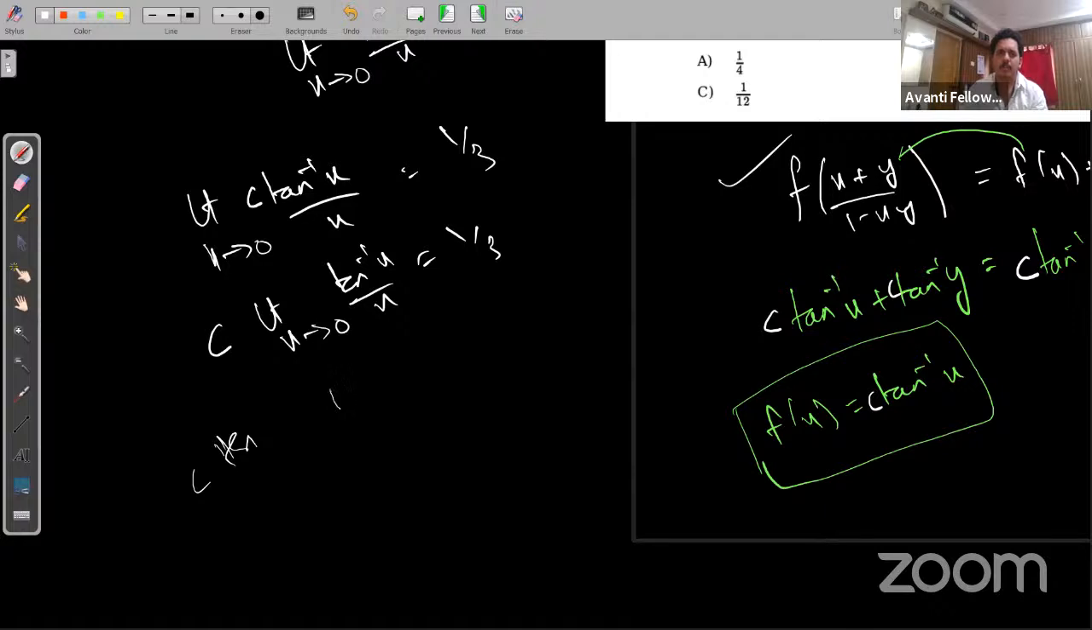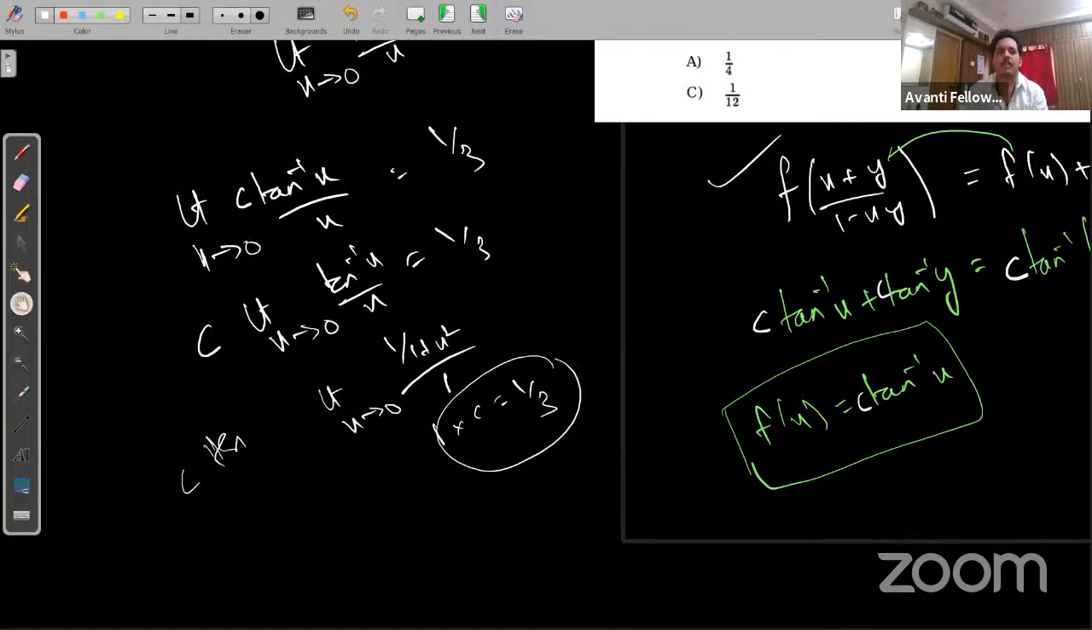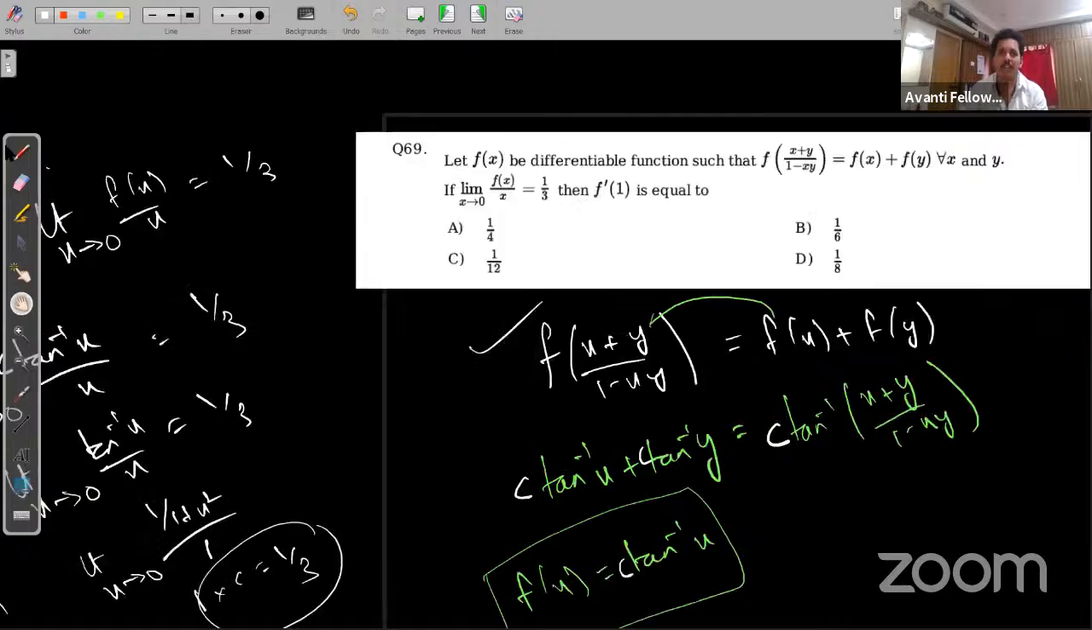L'Hospital rule, if I differentiate, how much am I getting? Limit x tends to 0, the derivative of tan inverse of x is 1 by 1 plus x square, and the derivative of x is 1. So as x tends to 0, it is 1 into c is equal to 1 by 3. So c is equal to 1 by 3 itself. Okay, now what is it asking?